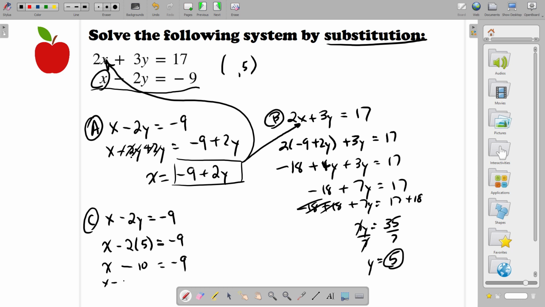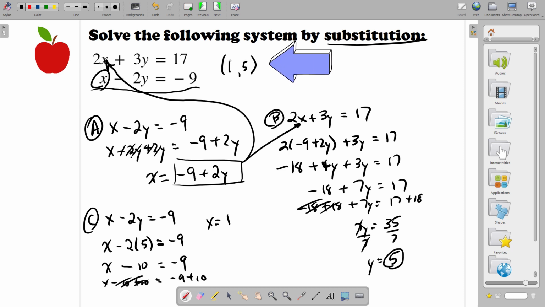Then we need to add 10 and add 10. The 10s add out. We get x equals -9 plus 10 is +1. So the solution to this system is the point 1, 5.